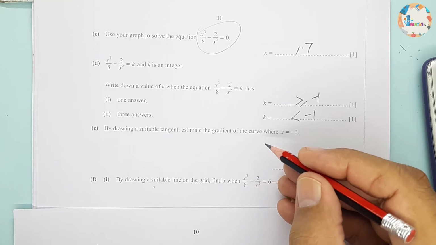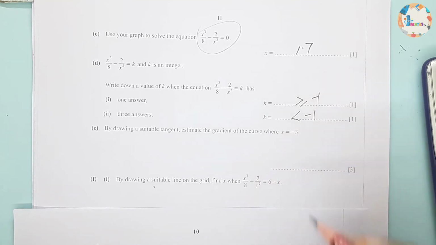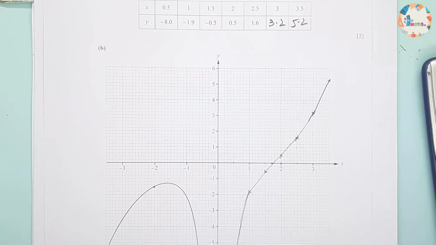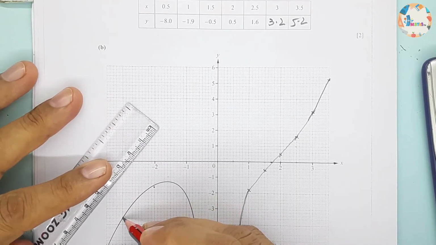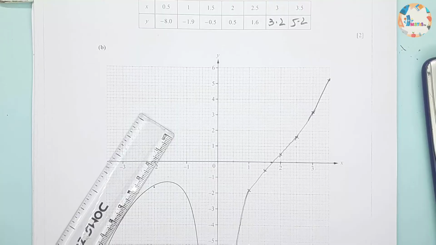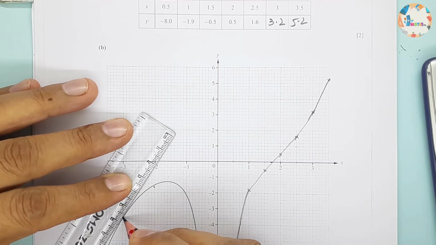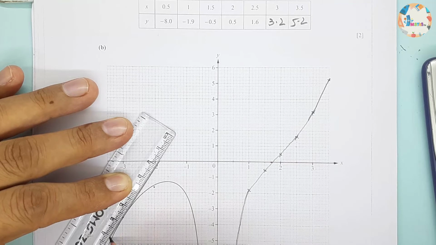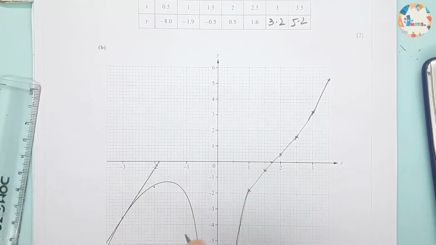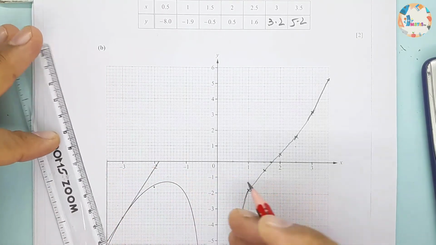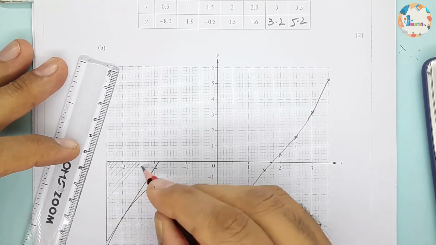Then by drawing a suitable tangent, estimate the gradient of the curve where x is equal to minus 3. So we have to draw the gradient over here. x is equal to minus 3 is over here. We will draw it properly. It should touch only at this point. So if we draw the tangent over here, it will be like this. We can make a triangle also, and we can use this triangle for the gradient purposes.